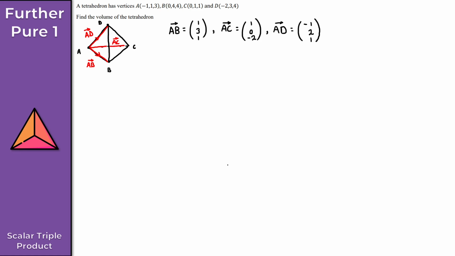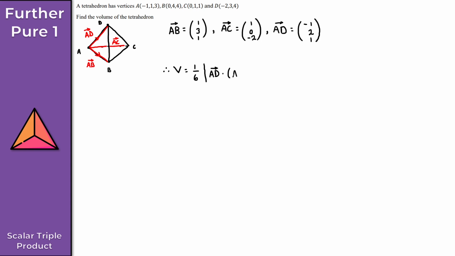Okay, so we've got the 3 vectors that we need here then. So in that case, to find the volume of a tetrahedron, don't forget the following result. V is equal to 1/6 of the scalar triple product. In this case, it will be the vector AD dotted with the following cross product.